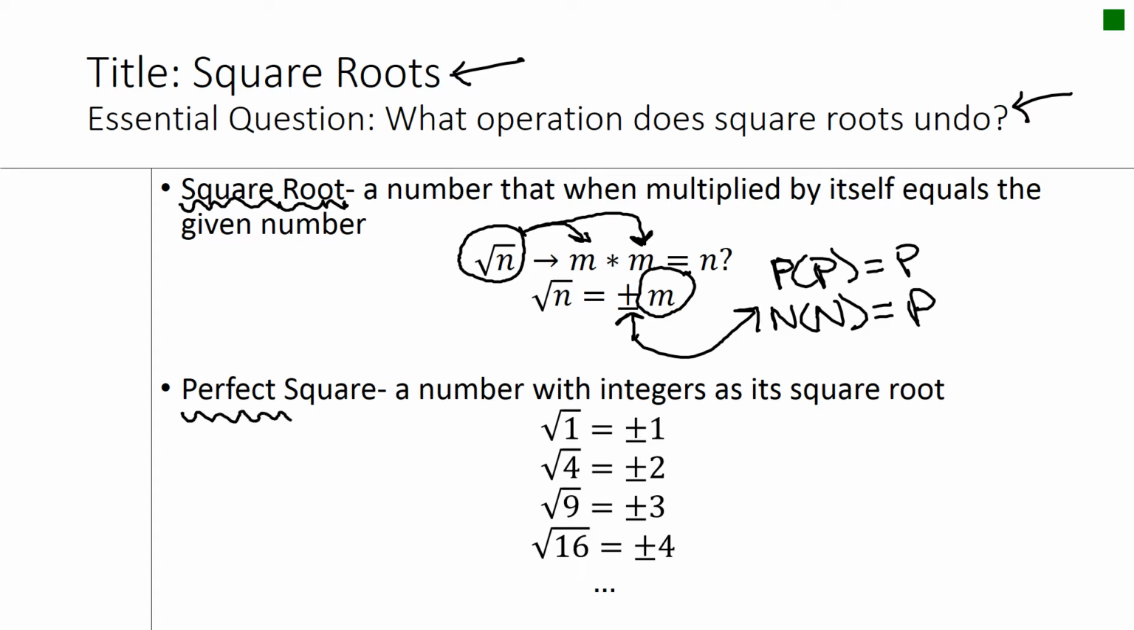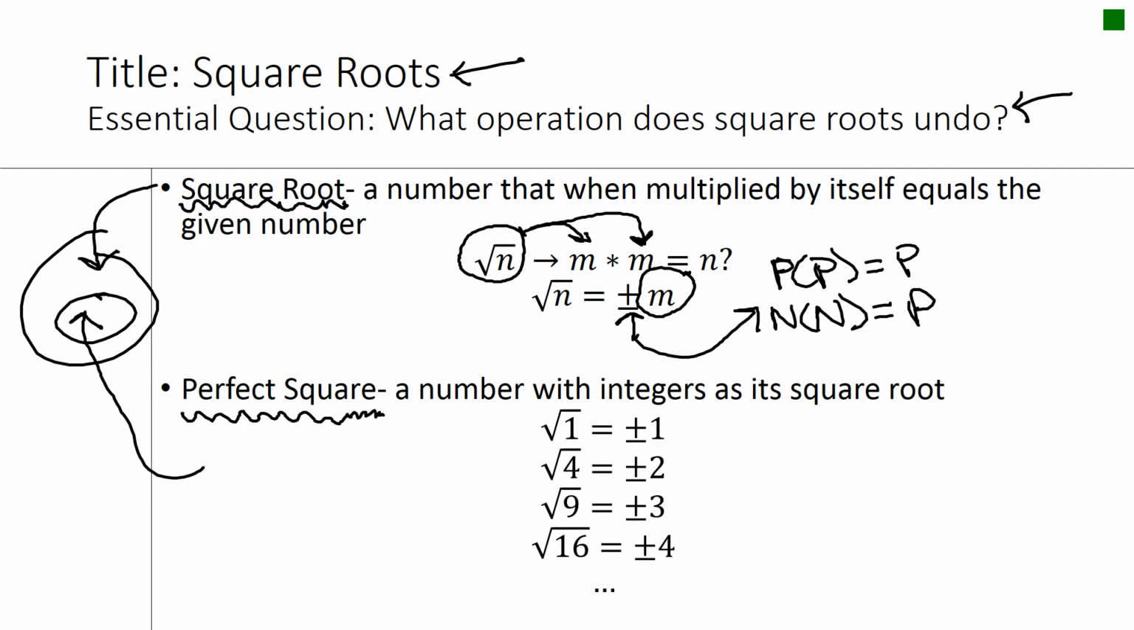A very select few of square roots are called perfect squares. So everything is a square root, but there's only a select few out of square roots that are perfect squares. And those are numbers that have answers that are integers. And remember, that's positive and negative whole numbers.